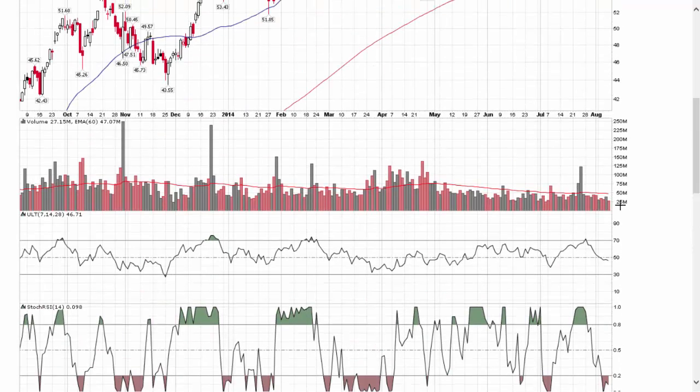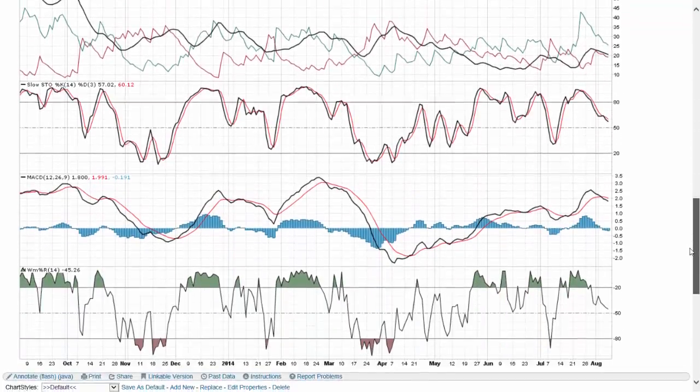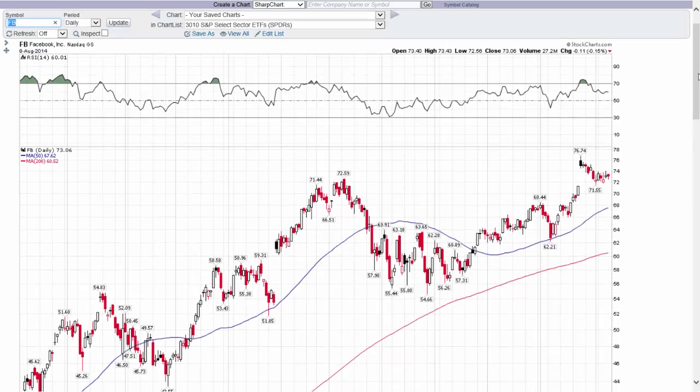Volume to the downside is trending down. Volume to the upside is not impressive. So I would be careful with Facebook. It's not all that impressive to me.